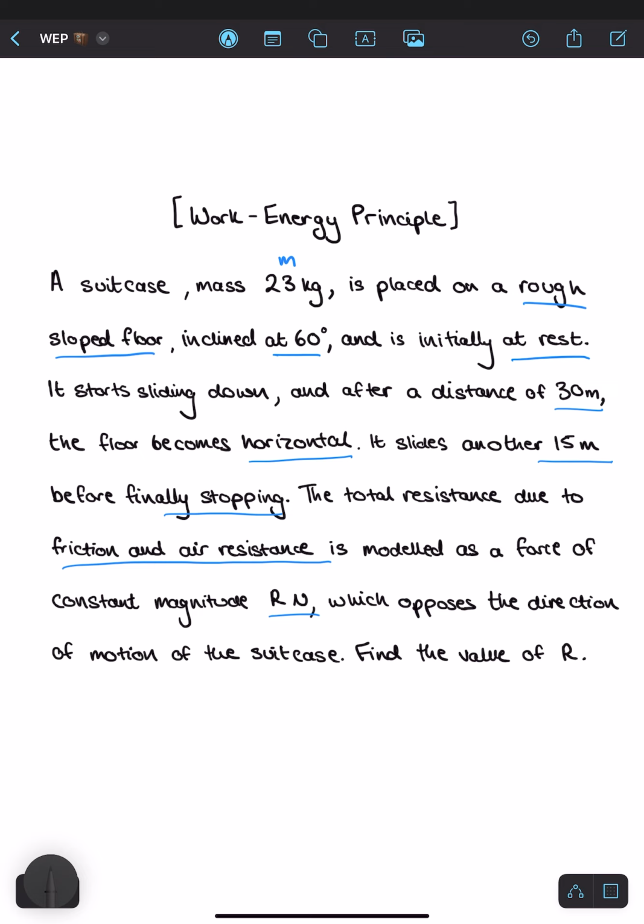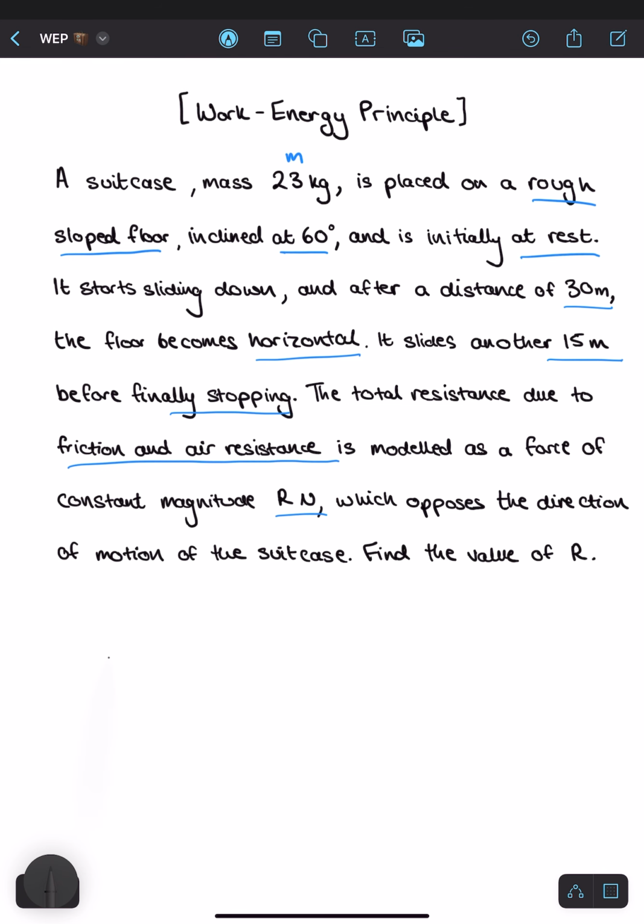So first, we're told it's placed on a rough, sloped floor. So here is my rough, sloped floor, inclined at 60 degrees. The suitcase is going to be there. It's got a mass of 23 kilograms. So if I just write as weight, 23g, where g is 9.8. Okay, so that's initially at rest. So let's call this section A. Then it slides down 30 meters. So here, this section is going to be 30 meters down the slope.